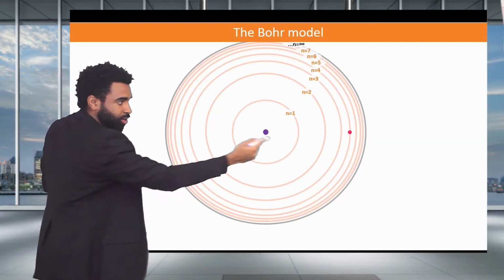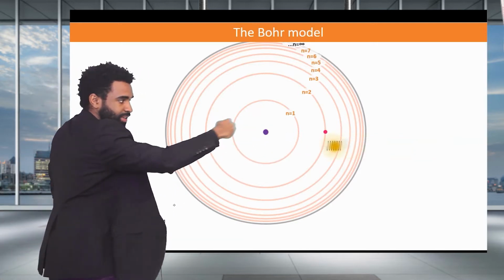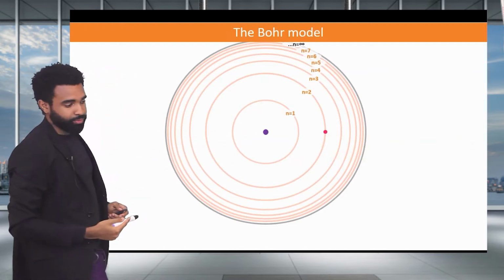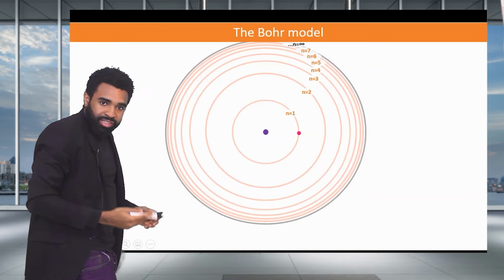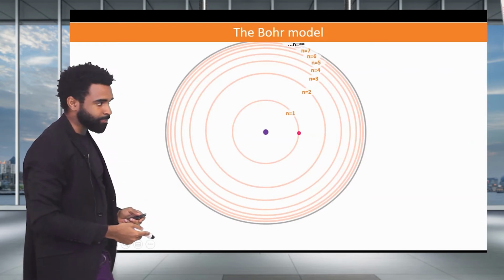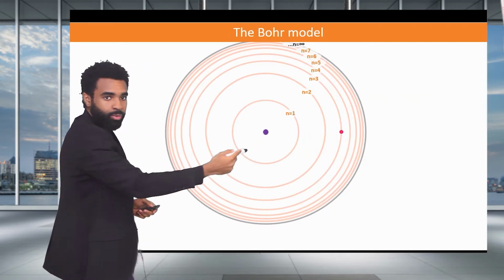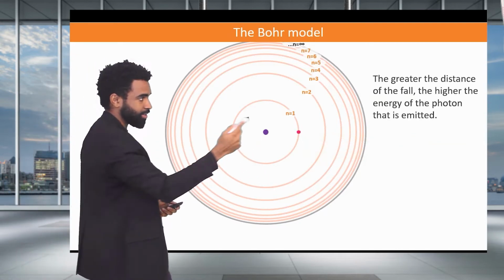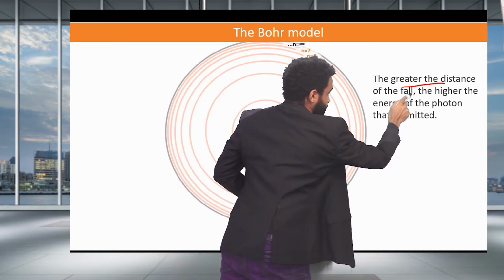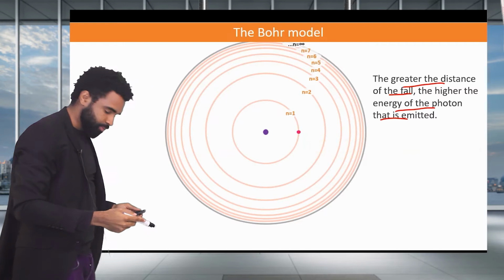Okay, and it can also fall down to lower orbits. And when it does, it releases photons of a specific frequency. And the larger the drop, the higher the energy of the photon that is released. We can also jump more than one level, and we can fall down more than one level. Again, the important thing is that the greater the distance of the fall, the higher the energy of the photon that is emitted.